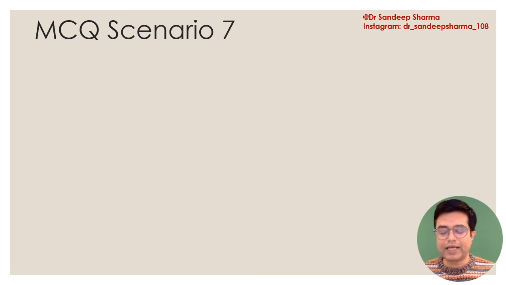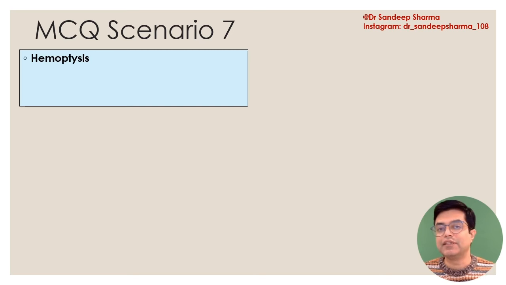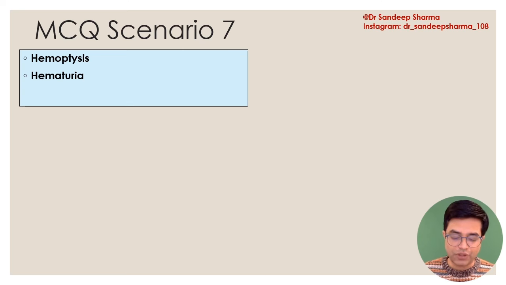Now have a look at MCQ scenario number 7. The examiner will say there is a patient who is having hemopsis. Hemopsis is blood present in the sputum, so on coughing, there is blood coming out. Associated with hematuria, usually gross hematuria, rarely it can sometimes be microscopic hematuria also. So there is bleeding in the coughing, and bleeding is also present in the urine.